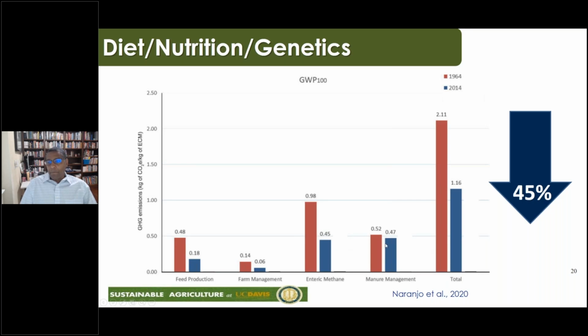As we increase the amount of milk produced, we also reduce the enteric methane per kilogram of milk. Overall we've seen a reduction of 45% over the last 50 years. If I had to do this again, we'd probably be even lower now. We've used technologies, and we built anaerobic digesters. Over the last few years, we built 118 anaerobic digesters in California, so this number would probably be over 50% now if we had to do it again.